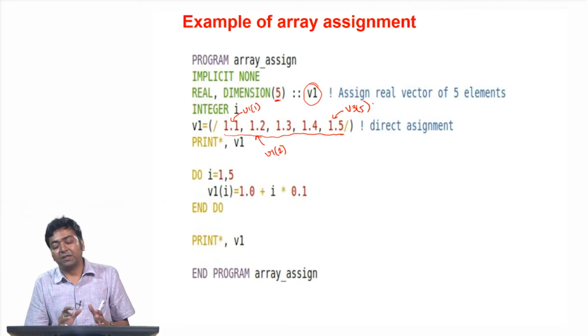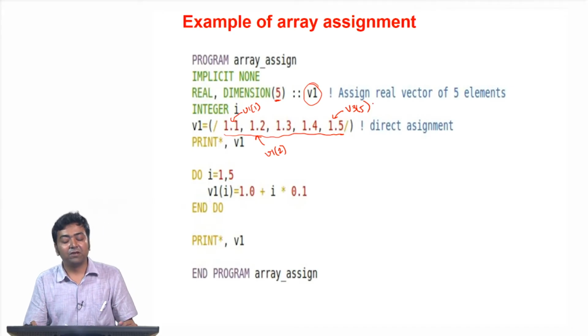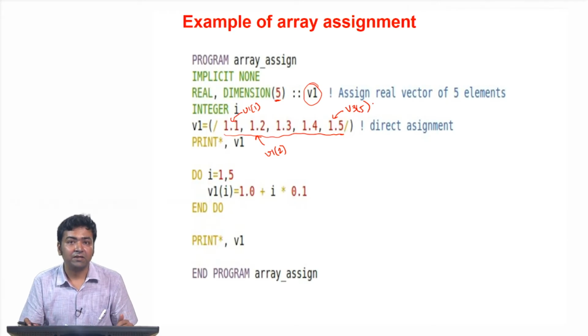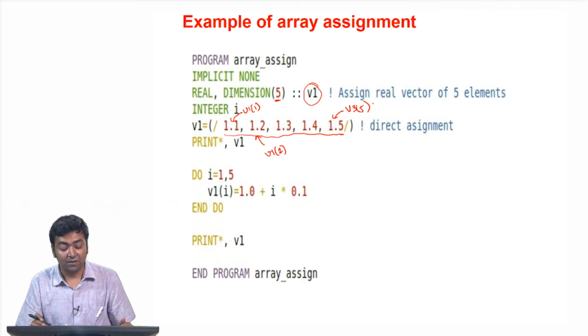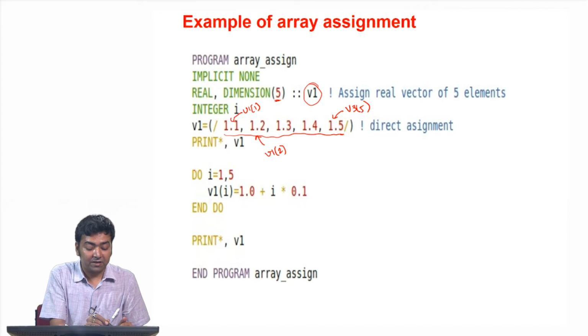This type of assignment is feasible only when you have a few numbers. But if you have, say, an array in which you store a million numbers, then one can't do the assignment in this way, and one needs to find an automated way to generate the values or assign the values to the individual elements of an array. And this can be done in the following way.